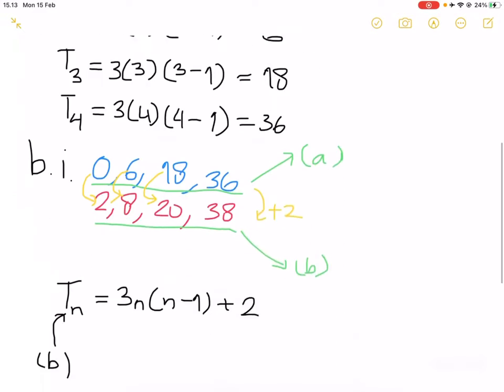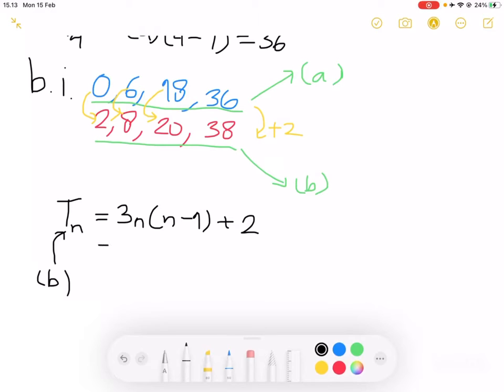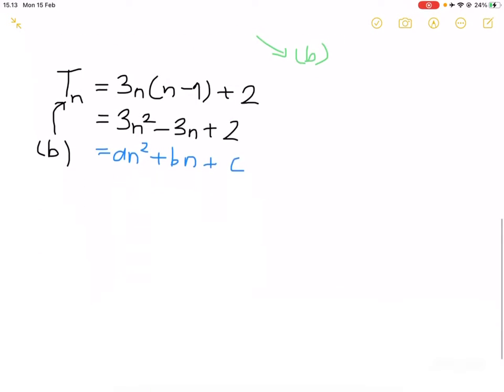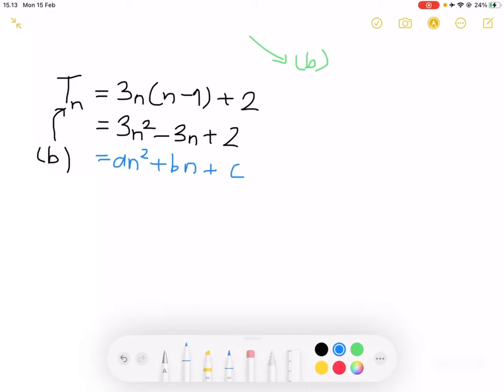And perhaps we can expand this a bit. So let's see what we have. So we have 3n times n, which is 3n squared, minus 3n plus 2. And from the given question, we set this to be equal to this expression right here. By comparing terms and coefficients, we get that first a is equal to 3, b is equal to negative 3, and c is equal to 2. And therefore a plus b plus c must be equal to 2.